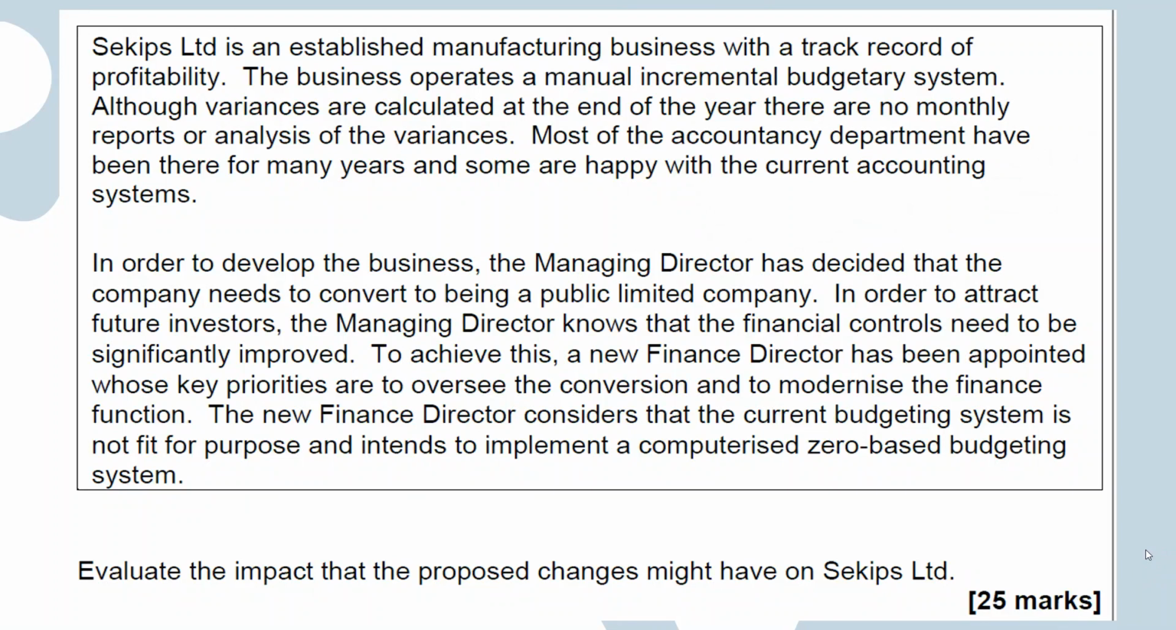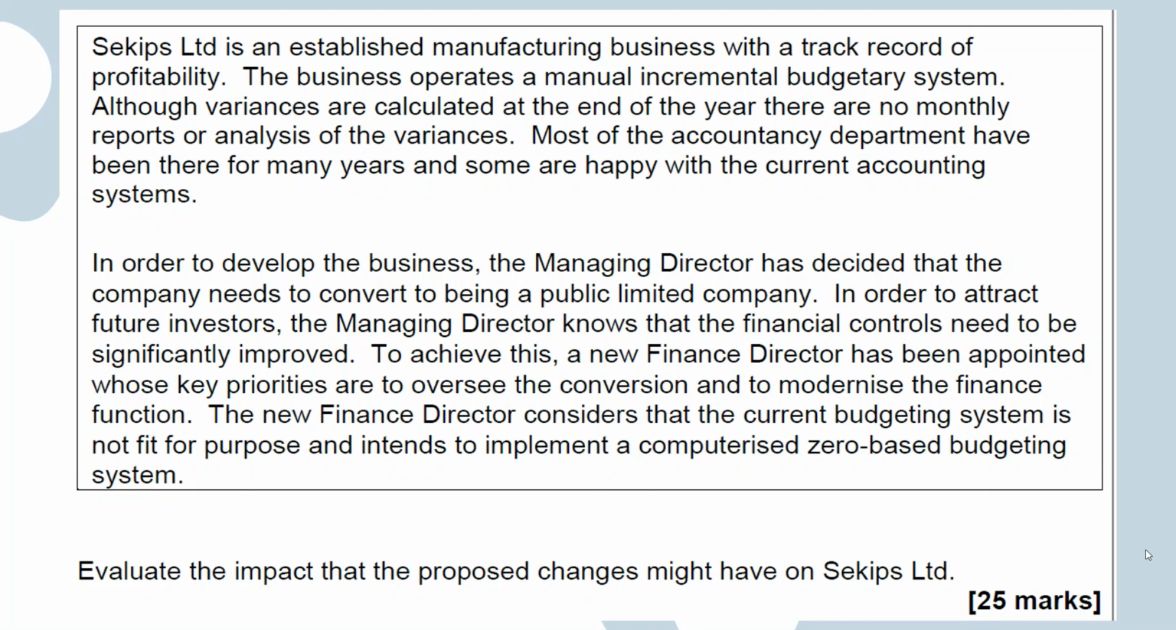In order to develop the business, the managing director has decided that the company needs to convert to being a public limited company. So this is a PLC, where the shares in the company are available to the public, so they're sold on the stock exchange. In order to attract future investors, the managing director knows that the financial controls need to be significantly improved. To achieve this, a new finance director has been appointed whose key priorities are to oversee the conversion to a PLC and to modernise the finance function.